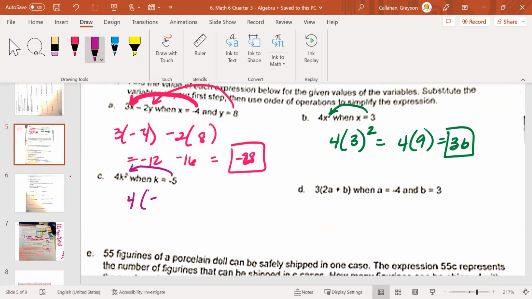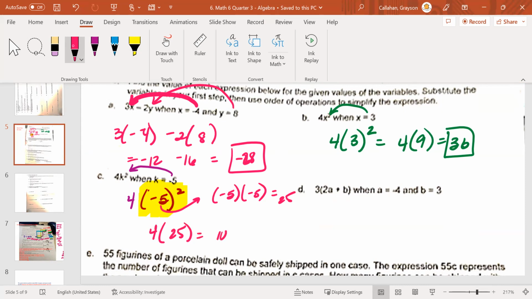So 4 times -5 squared. The reason I ask you guys to be careful with this is because you have to see this part as a -5 times a -5, which is a +25. So 4 times 25 is 100.